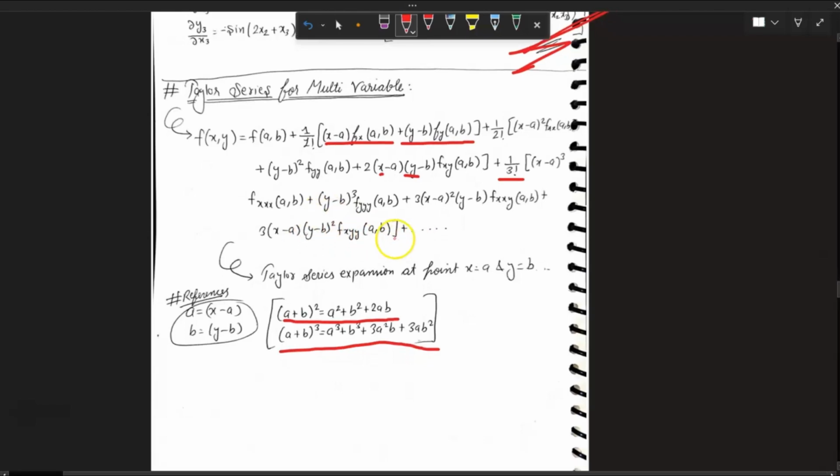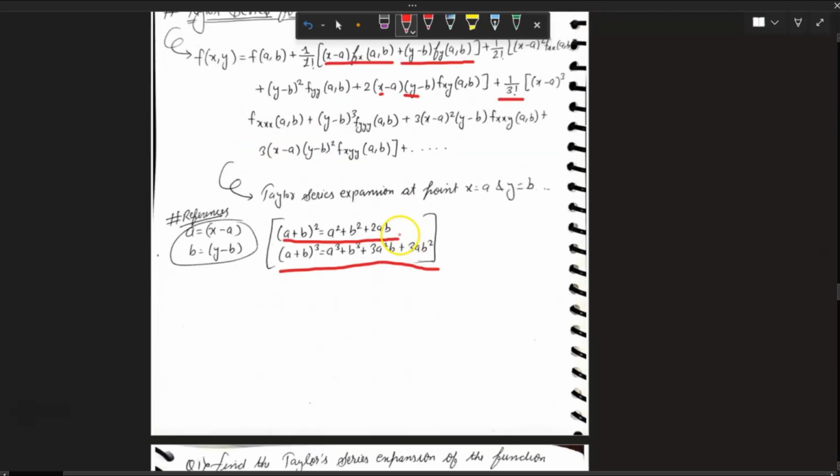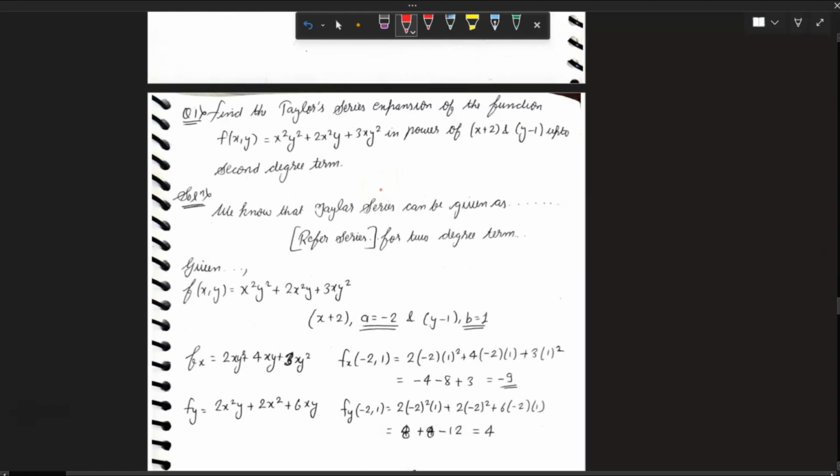So in the exam you will get only up to the third term, no need to learn for the fourth term. So this is the Taylor series you have to remember. Okay, then let's move to the question on the Taylor series.